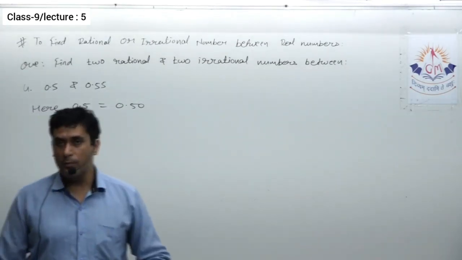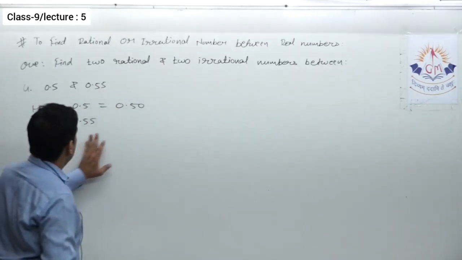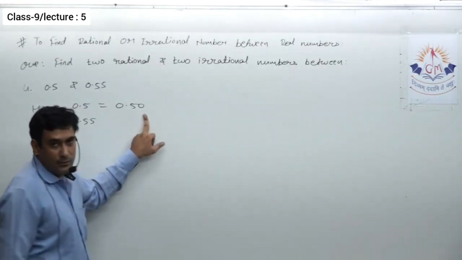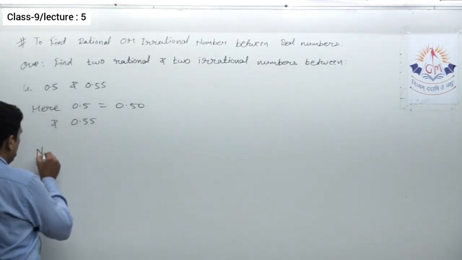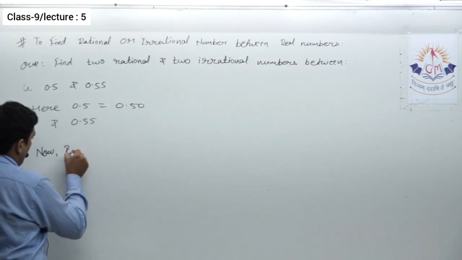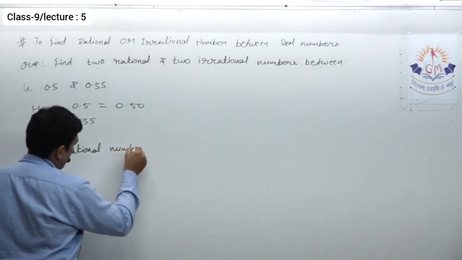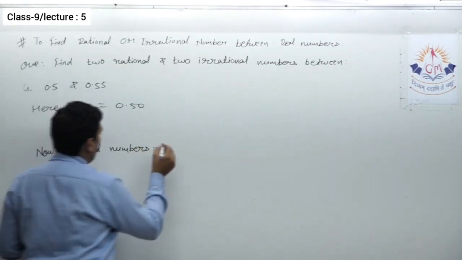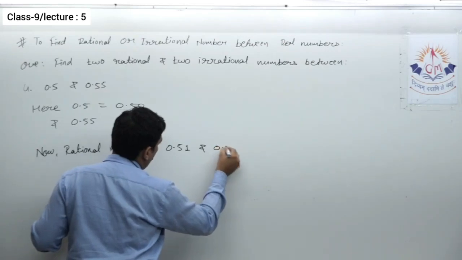Yes, it is possible to write a number between 50 and 55. So now it is sufficient. That means no need to make it 3 digits after the decimal. So now we can find rational numbers. Rational numbers. So here I can write 0.51 and 0.52.